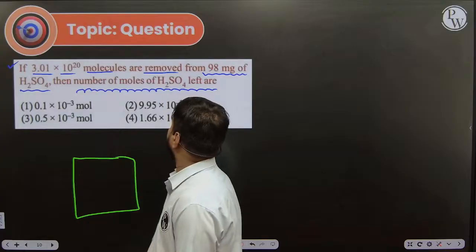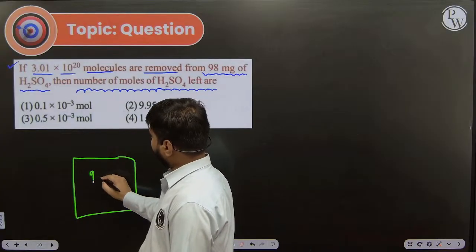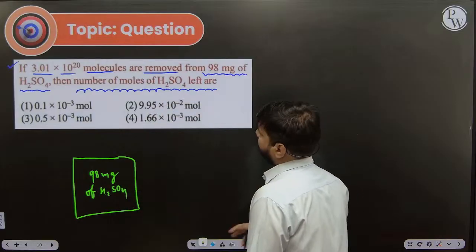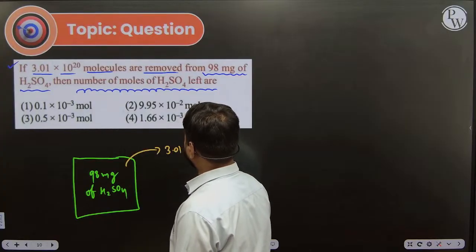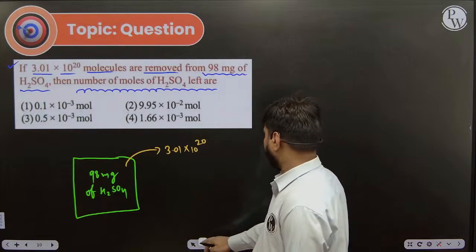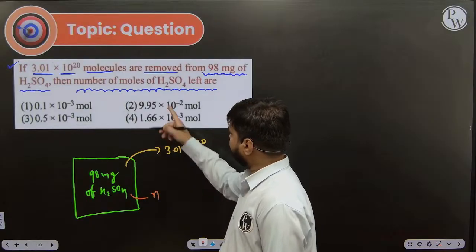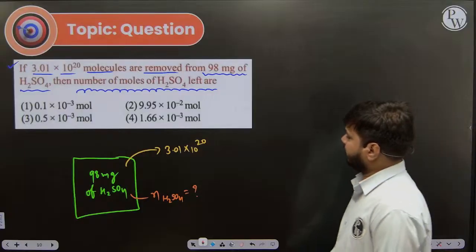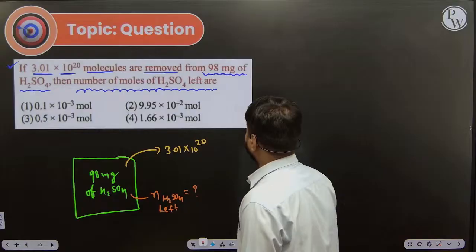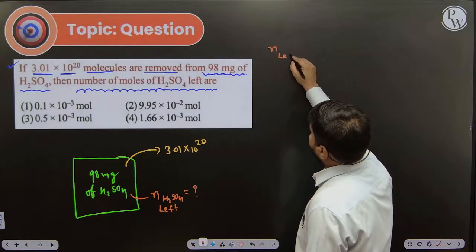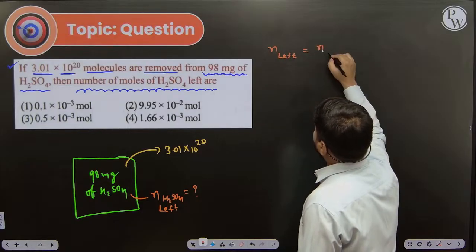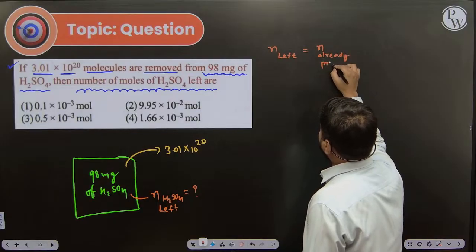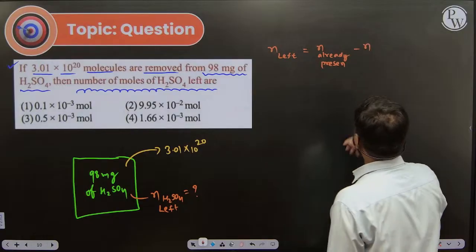We have discussed what is already provided to us, and they are asking the number of moles of H2SO4 left in the container. Initially we had 98 milligram of H2SO4. From this, 3.01 into 10 to the power 20 molecules of H2SO4 are removed. Then they are asking how many moles of H2SO4 are left in this container. So I am going to write the equation: the number of moles of H2SO4 left will be equal to the number of moles of H2SO4 already present minus the number of moles of H2SO4 removed.